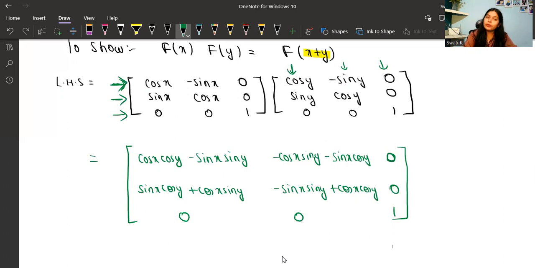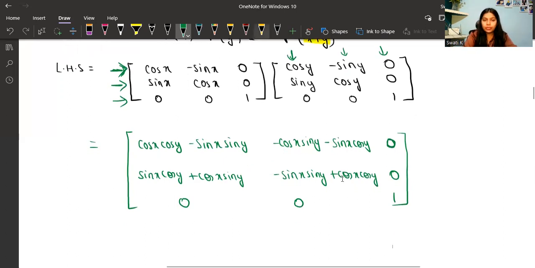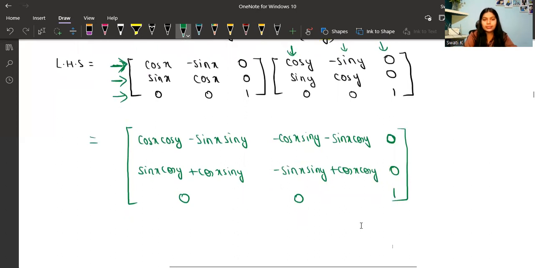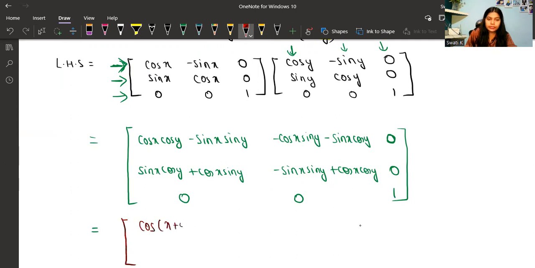Okay, now what do we have? We have simply cos x cos y minus sin x sin y. Let me tell you that this is a direct formula, and the formula is cos a cos b minus sin a sin b is cos of a plus b. So using that formula, make sure you are writing that formula on the side. I'm just directly writing it here. So by using the formula, this is simply going to be cos of x plus y.